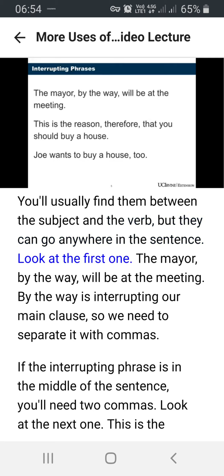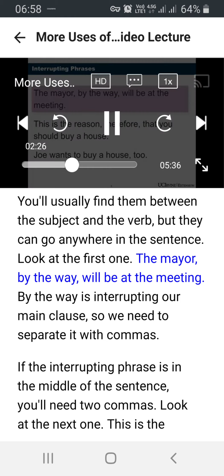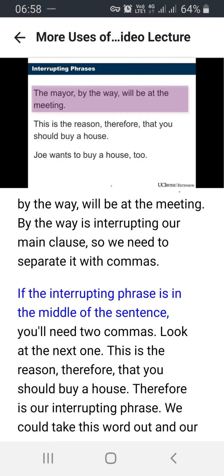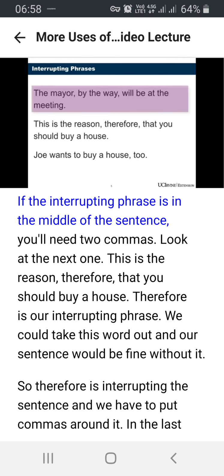Look at the first one. The mayor, by the way, will be at the... By the way is interrupting our main clause, so we need to separate it with commas. If the interrupting phrase is in the middle of the sentence, you'll need 2 commas.